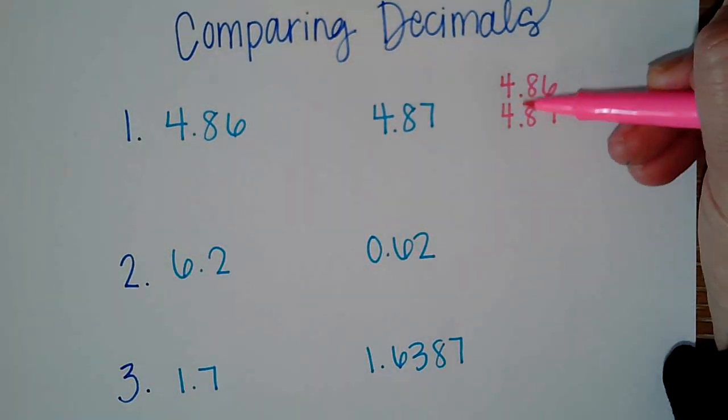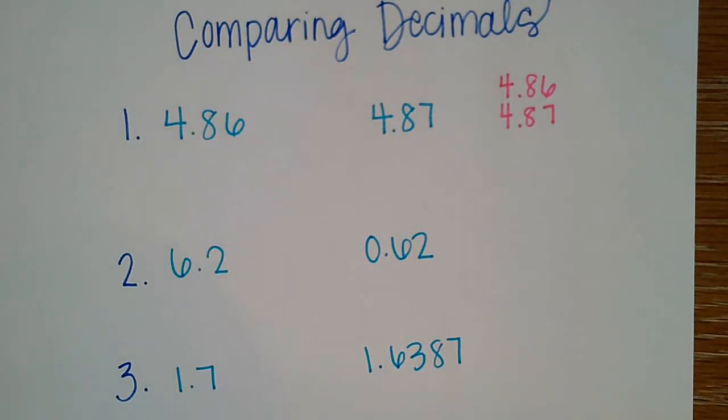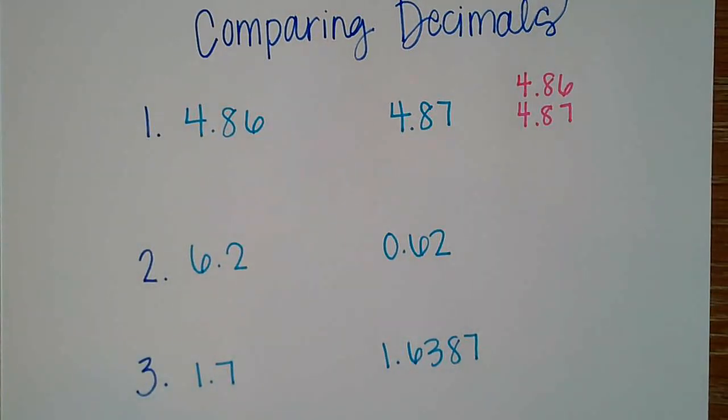See how our decimals are in line? That means all of our place values are in line. The ones places are in line, the tenths places, the hundredths places are in line. So we can now accurately compare our numbers.